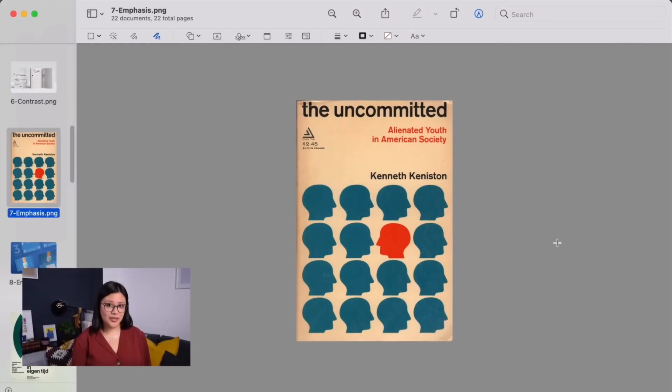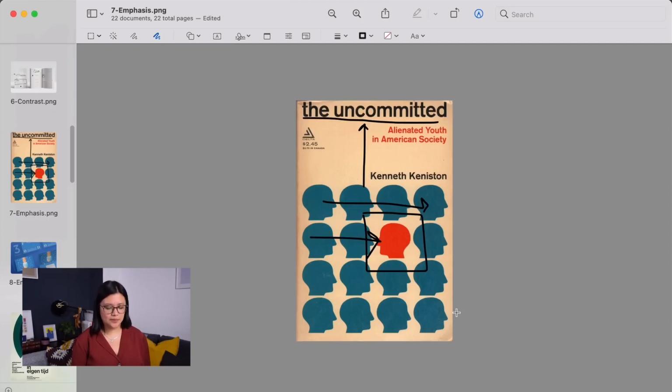On this book cover, we can see that emphasis is created by breaking the repetition of the heads and changing the color of this head element. The head direction also enhances the title of the book, The Uncommitted. So again, here, as long as you have contrast, you will create emphasis.